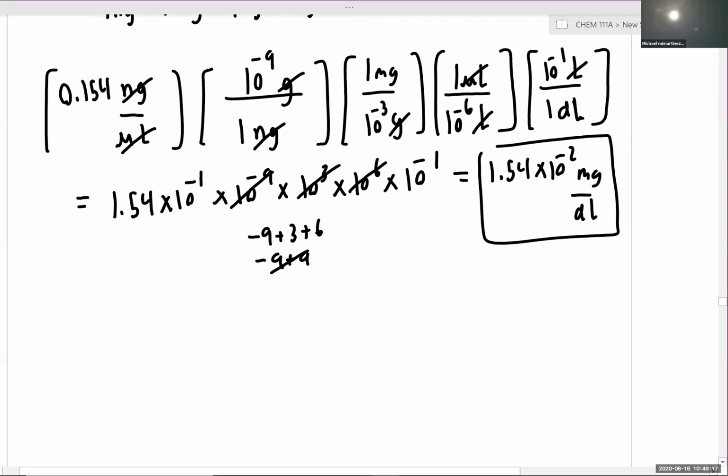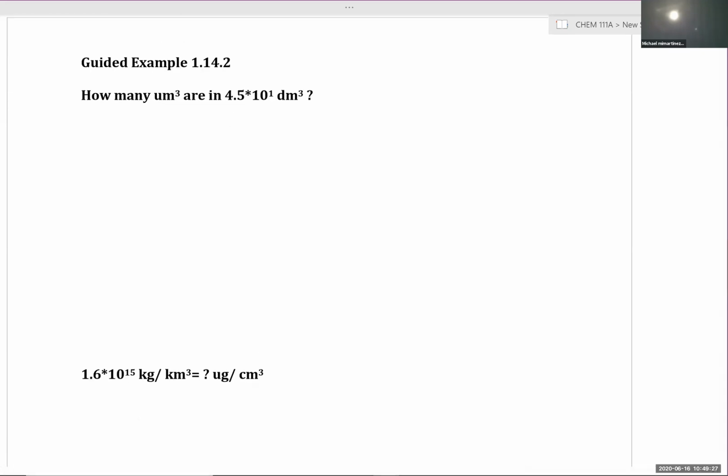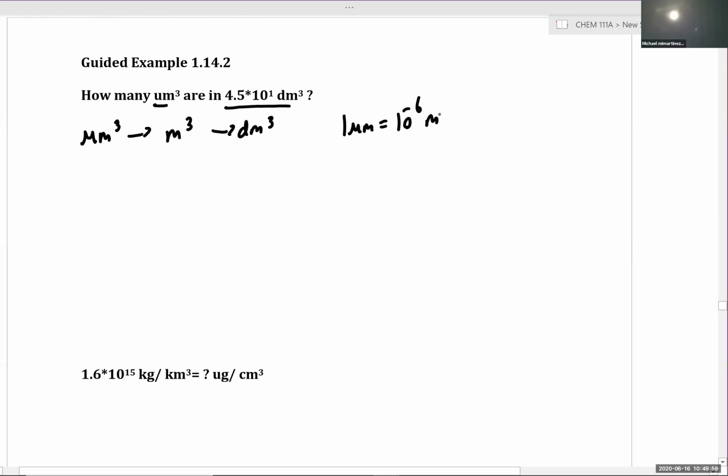If not, let's do another set of examples. So in this case, we're doing a cubic unit conversion. So let's look through this cubic unit conversion. So it's asking how many micrometers are in 4.5 times 10 to the first decimeters. Okay. So we're going from micrometers cubed to decimeters cubed. So our base unit is meters cubed. Okay. We know that 1 micrometer corresponds to 10 to the negative 6 meters. And we know that 1 decimeter corresponds to 10 to the negative 1st meters.